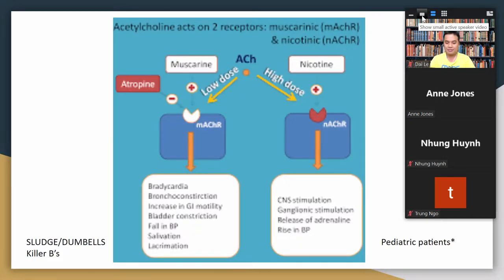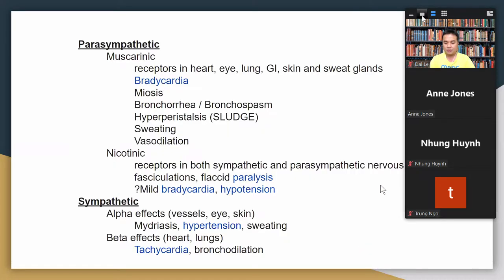And that's where you get symptoms that I really don't think of when I think of cholinergic toxicity, like hypertension, release of epinephrine from your adrenal medulla, and CNS stimulation. Interestingly, what I read was that in pediatric patients with cholinergic toxicity, they usually have more nicotinic symptoms compared to adults. We usually have more muscarinic symptoms. So here again are all the symptoms you can see.